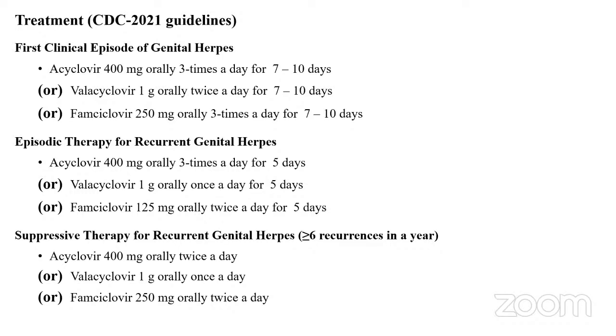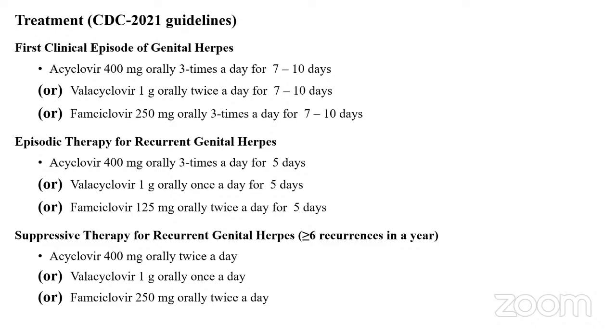And if the patient has recurrences, that is 6 or more recurrences in a year, then the patient has to take the antivirals daily. If the patient takes acyclovir, he has to take 400 milligram twice a day. Or if the patient takes valacyclovir, he has to take a 1 gram tablet, one tablet daily. And if he takes famciclovir, he has to take 250 milligram twice a day.